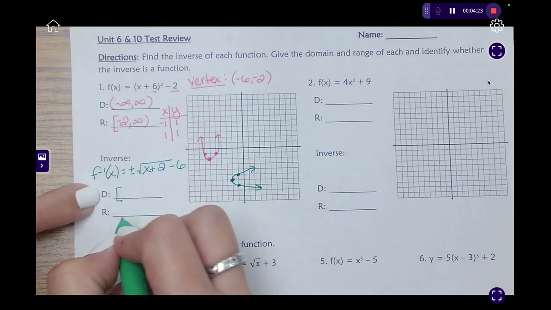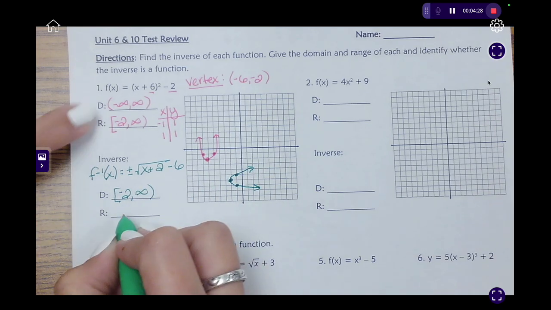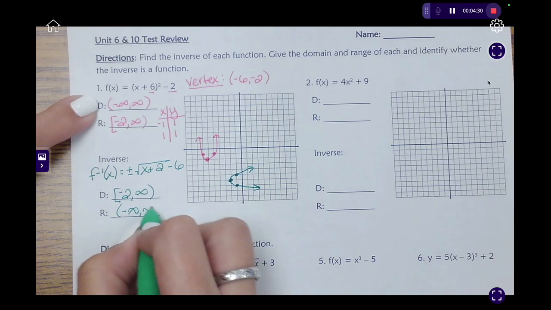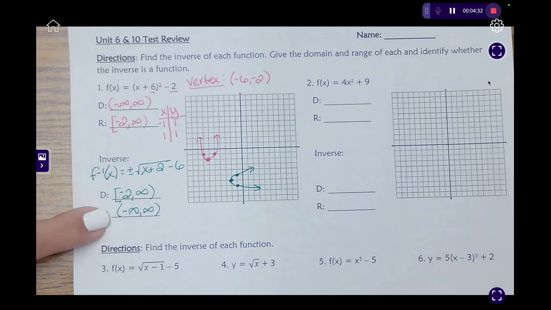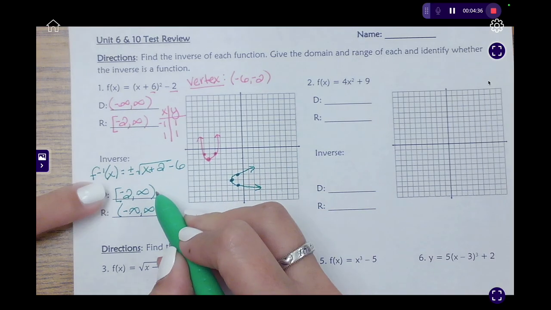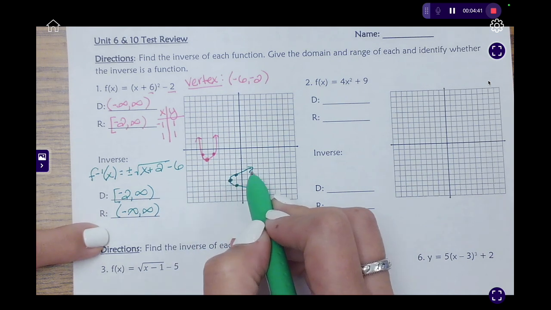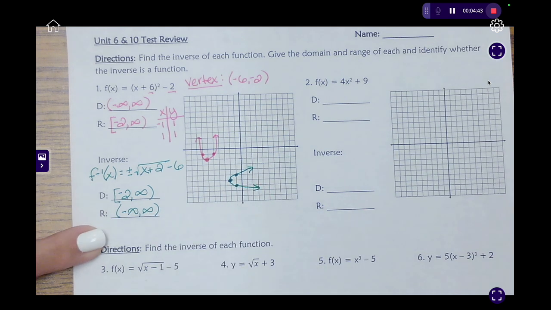So I know this domain is going to be the same as the original range, and this range would be the same as the original domain. So they just switch. And if you look at it, my domain is over here, starts at -2, and it keeps going to the right. So that's -2 to infinity. And then the range, there isn't a lowest or a highest point, so that's negative to positive infinity.